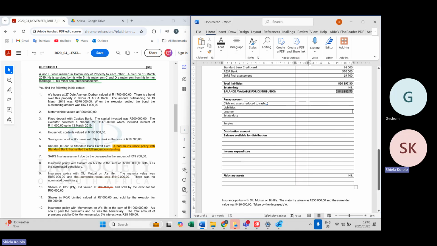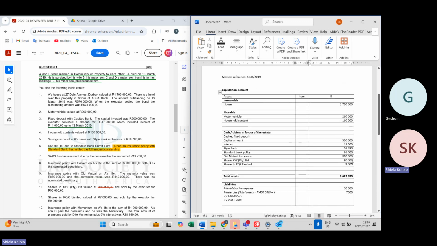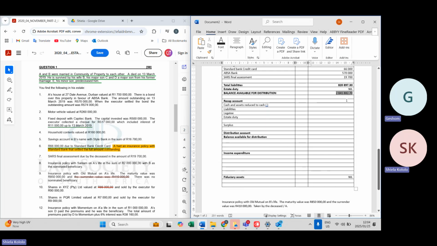You see, it says cash and assets reduced to cash. So this would be the amount from claims in favor of the estate. Yes, you add everything that is here. Let's say, however, there was a motor vehicle that was sold and we recorded it here. Then you'd also take that amount because we sold it and add it to all of this, which is the cash, and you put it here. So you take that amount that you've put here, and you minus your liabilities.